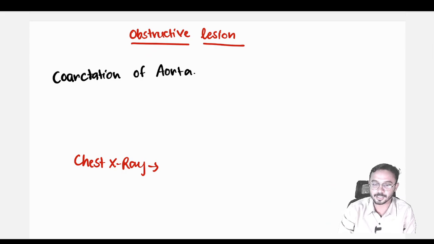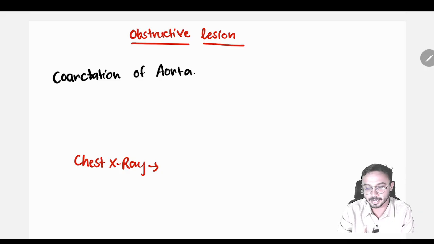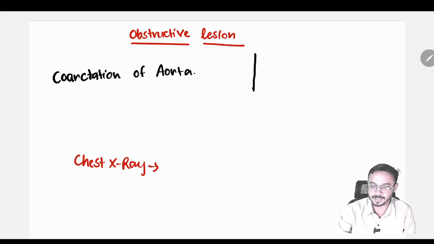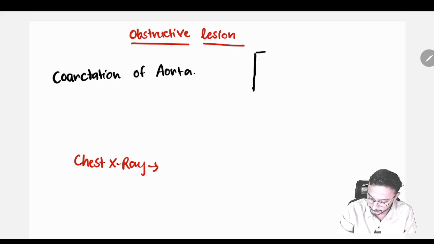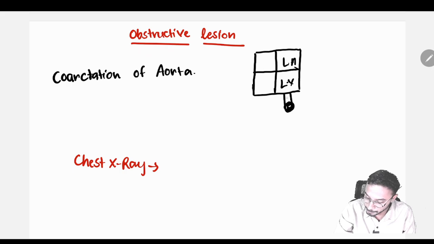So in this obstructive lesion, what is there? Coarctation of aorta. Okay, I will teach you what actually happens in this. Coarctation of aorta means narrowing occurs. Imagine, keep this diagram in your mind, you will tell the clinical features. So all the same, left atrium, right atrium, and here is the aorta. In coarctation of aorta, the aorta will become narrow.